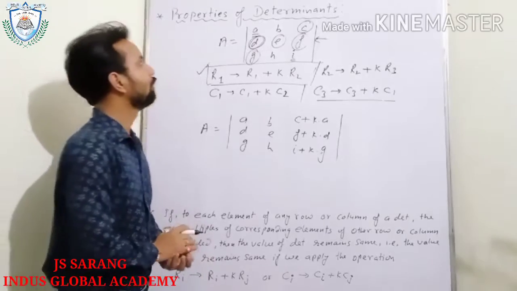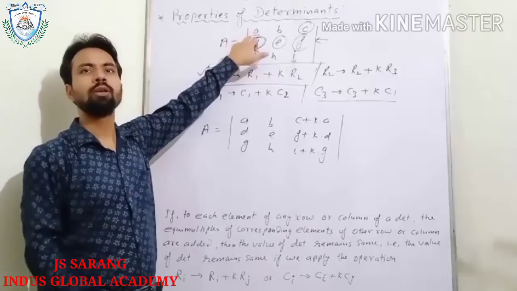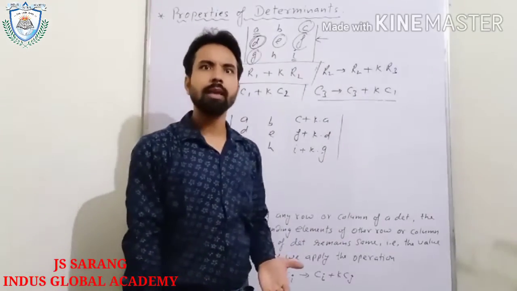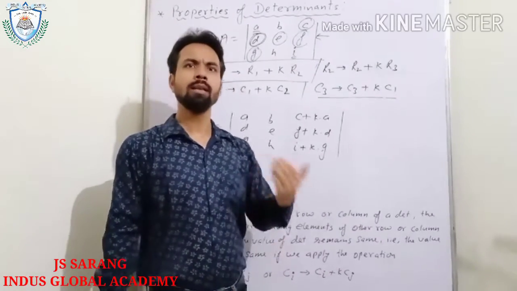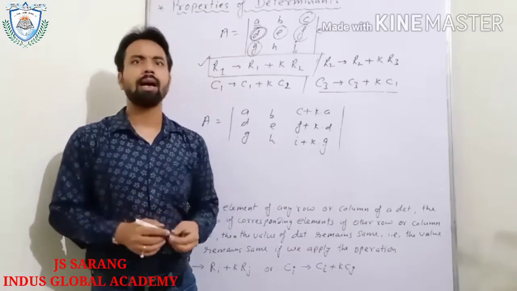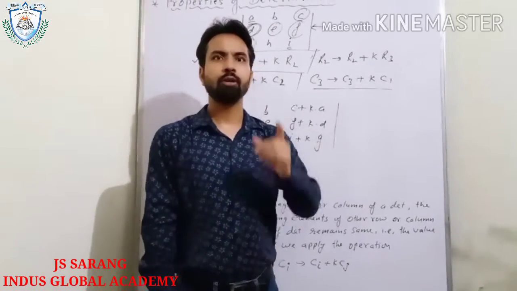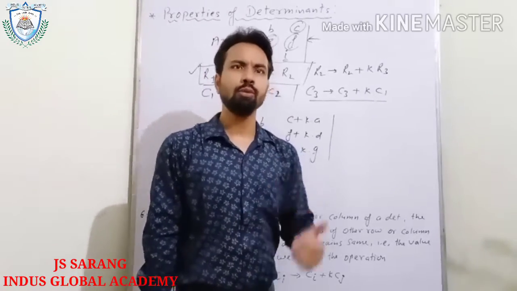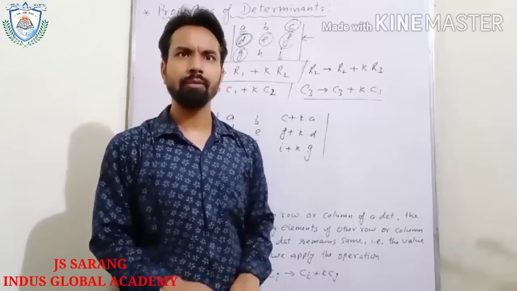Understood? So whenever we add any row or any column to another row or column after multiplying by a constant, the value of both determinants will remain the same. Understood? So there are a total of 6 properties of determinants. These properties you have to keep in your mind. These properties are all very important, which we will use in our next exercise 4.2. Hope it is clear to everyone.